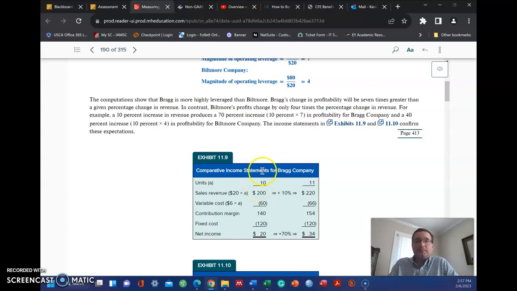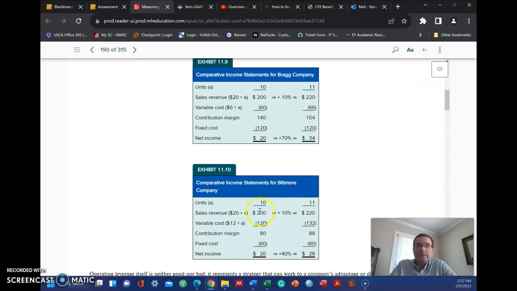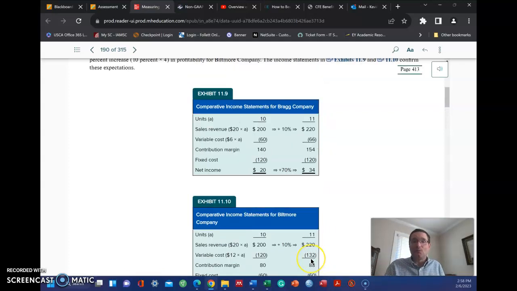So Bragg has a 10% increase in sales revenue. Biltmore has a 10% sales increase. Both end up at 220. They both start at 20 for net income. Where do they end up? Bragg's a whole lot more, 34 versus 28. Why? It's the leverage because of that contribution margin.